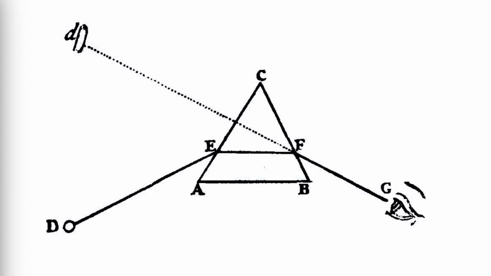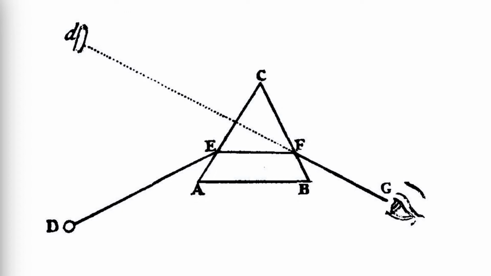Now, where do you perceive this candle to be located? Well, you perceive it to be located at point little d up in the left-hand corner. Why is that? Because you perceive things to be at a location that you extrapolate the ray of light arriving at your eye to have come from.